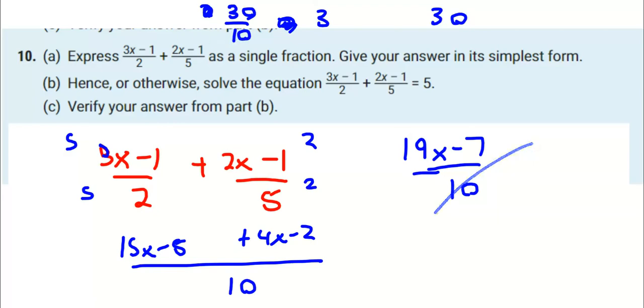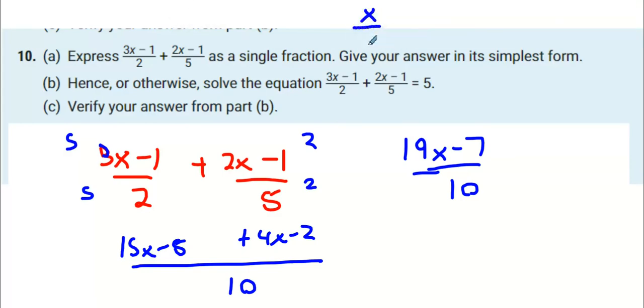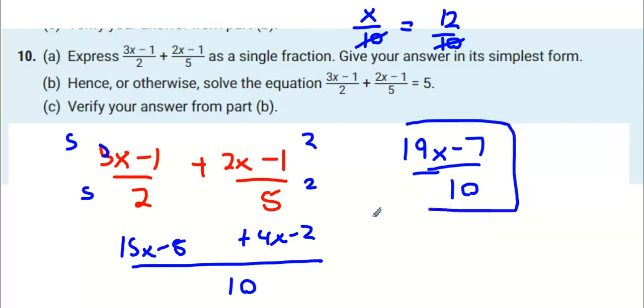Now, I can cross off the 10 when it's a solved question and both sides have a 10. So I'll give you an example. X over 10 equals 12 over 10. See the way they both have a 10? You can ignore the 10's existence and just say x equals 12. In that case, you're allowed to cross the 10s. But the first question is not a solved question, is it? The second question is a solved question.